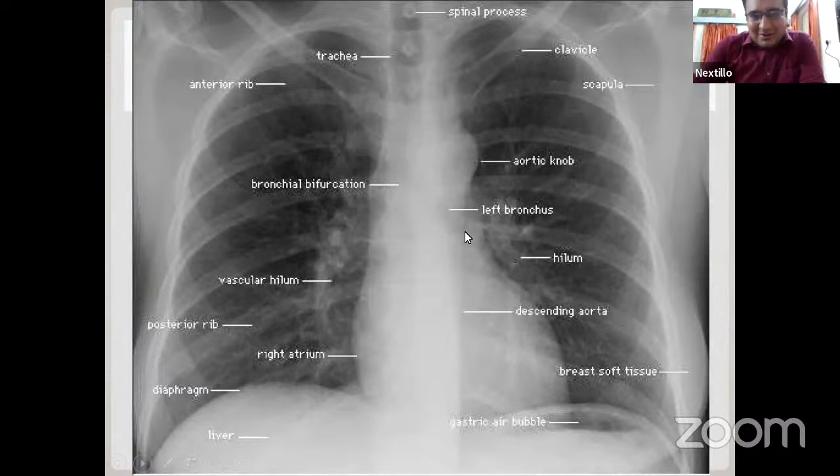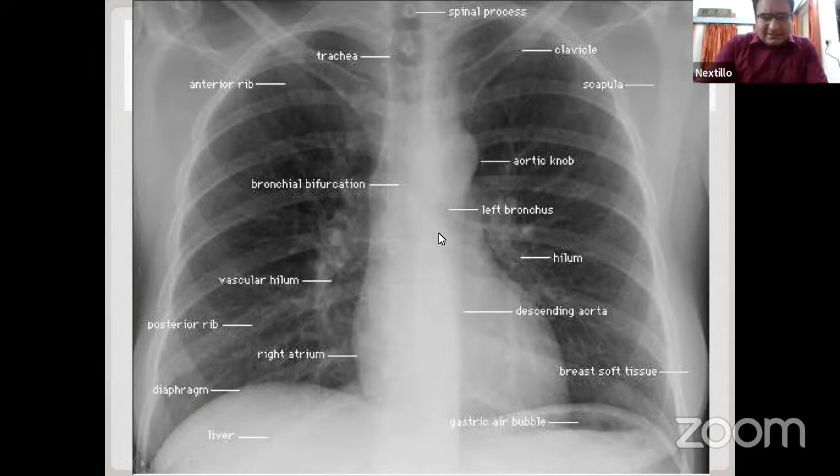Okay. Can you appreciate this bifurcation? Why is this important? Why am I telling you about the trachea? Because it should be central. In case there is a pathology which is pulling the trachea or pushing the trachea or blocking the trachea, anything could be possible. So we should always look for the trachea being central. If it's not central, we are getting a secondary hint that that could be the diagnosis. Something can come to our mind.